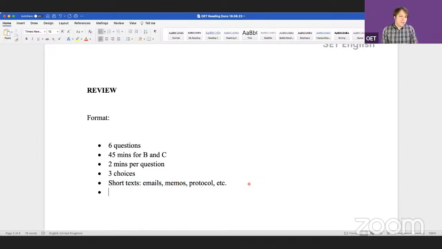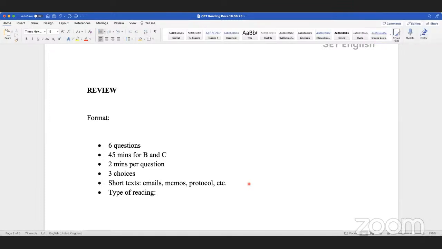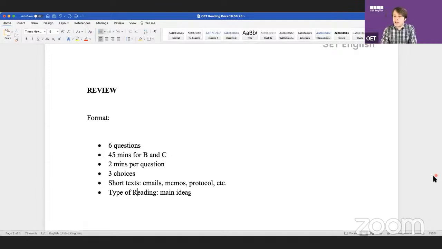What are they testing us on? What type of reading? Main idea. Yes. So in your text, your memo or email, there will be maybe 3 or 4 main ideas, and you have to kind of match those main ideas to the question. Okay. So this is what we talked about yesterday.